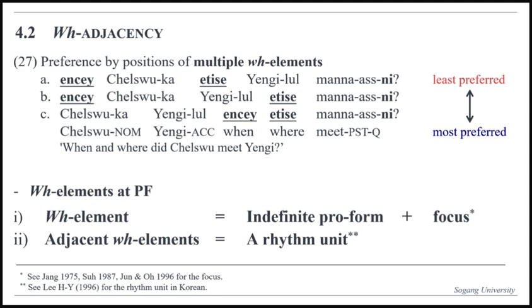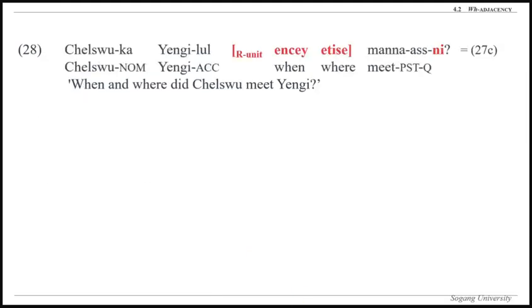Second, if WH elements are adjacent to each other, they form a single rhythm unit. With this, let's look at the data again. 28 is repeated from 27C, the most preferred WH question. Here, the adjacent WH adjuncts form a single rhythm unit. Therefore, only one time operation between the rhythm unit and the Q marker is sufficient for the agreement at PF.